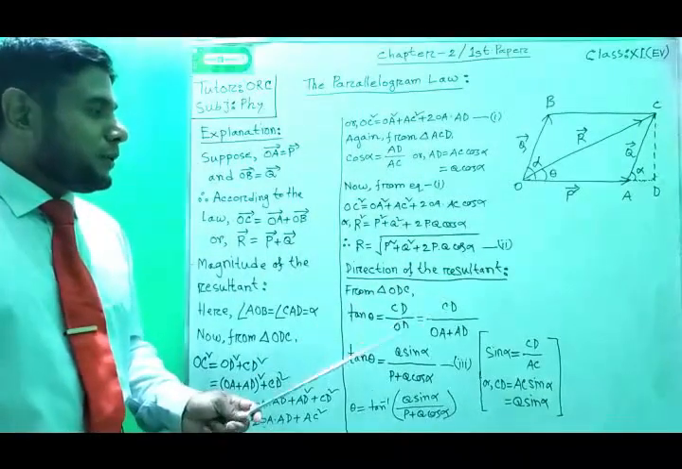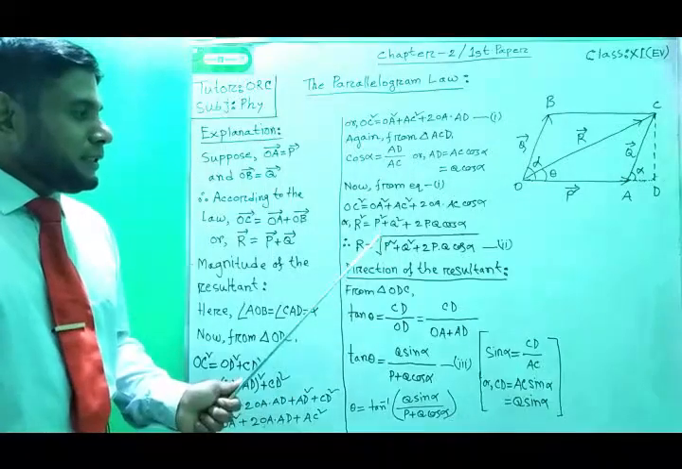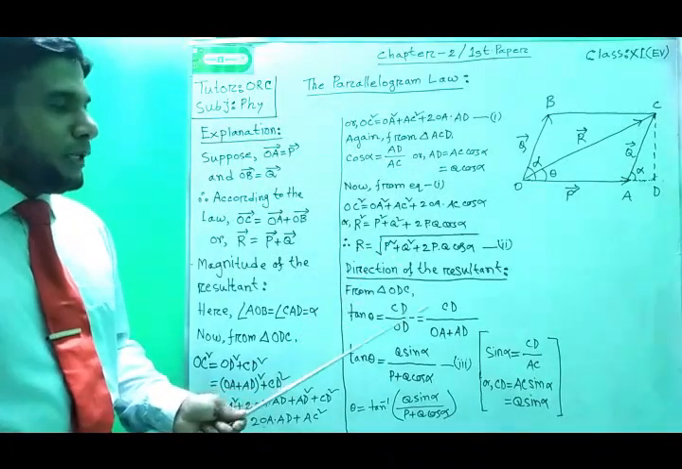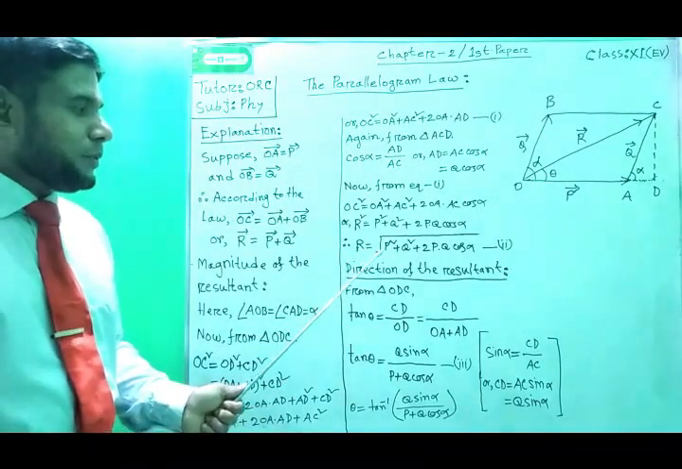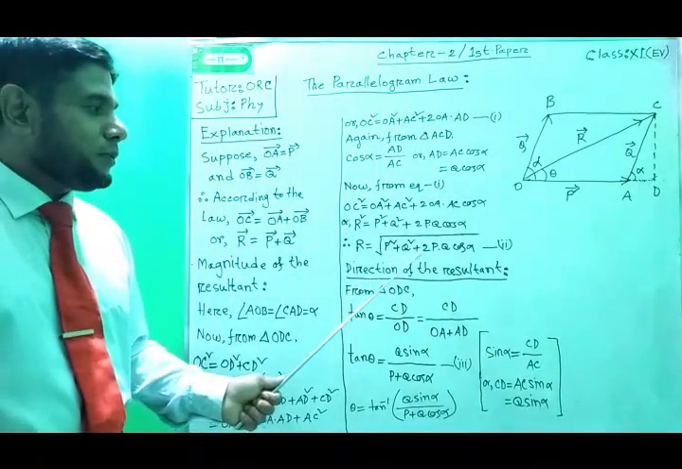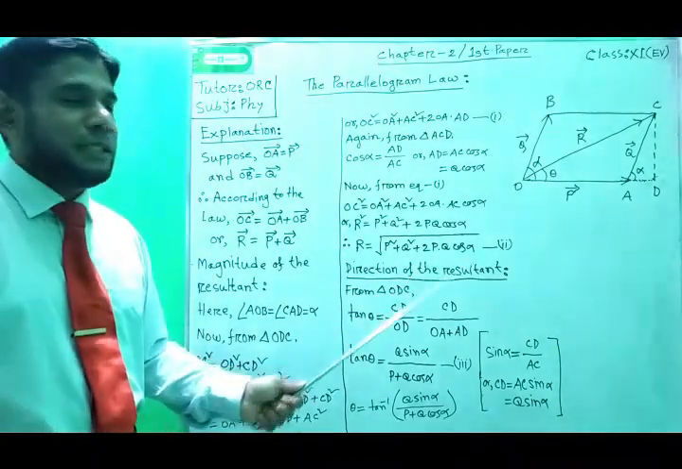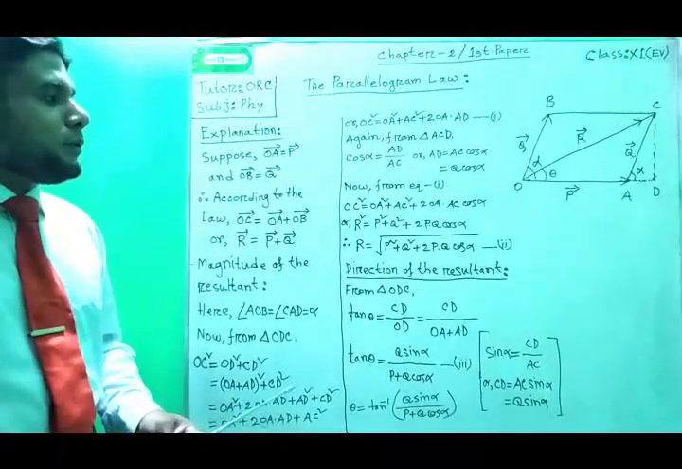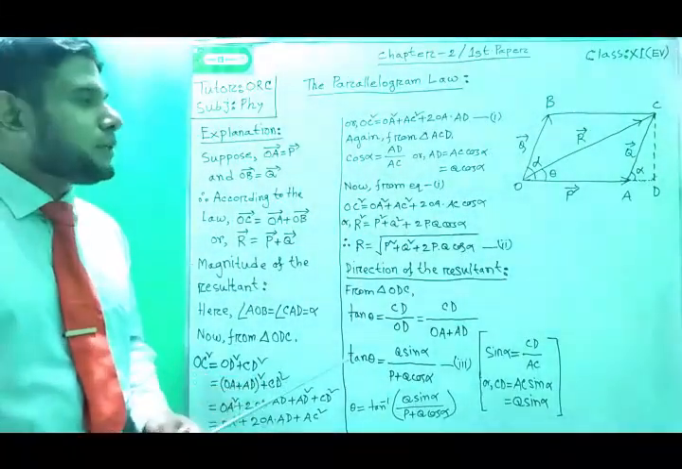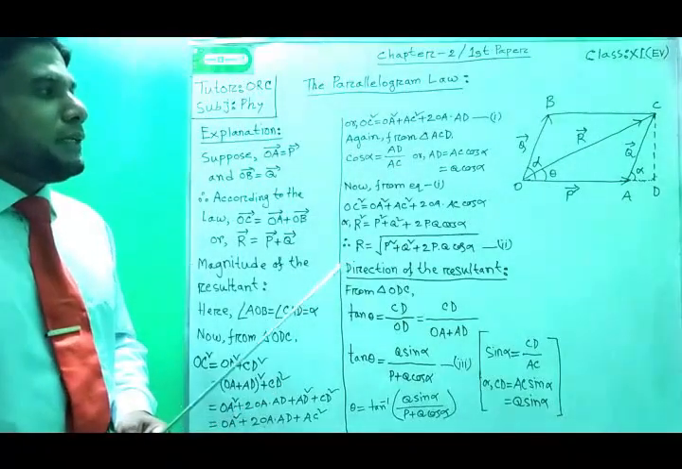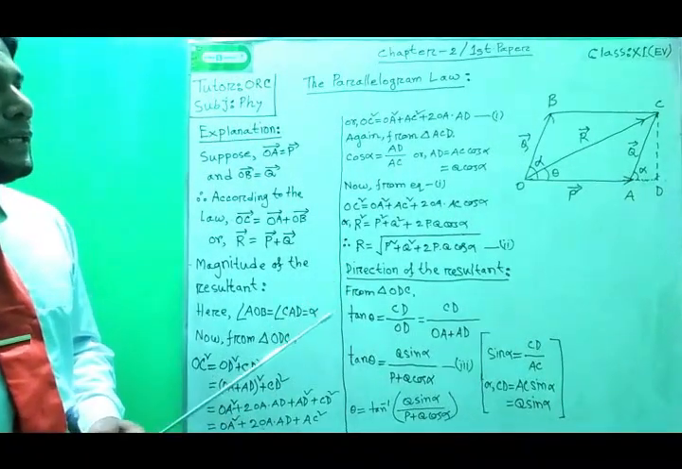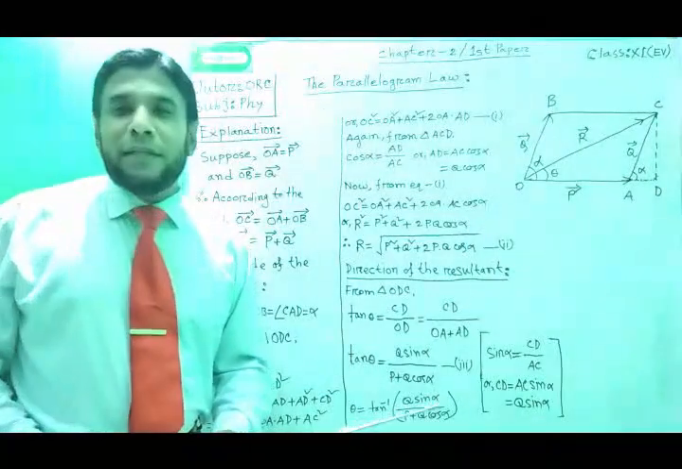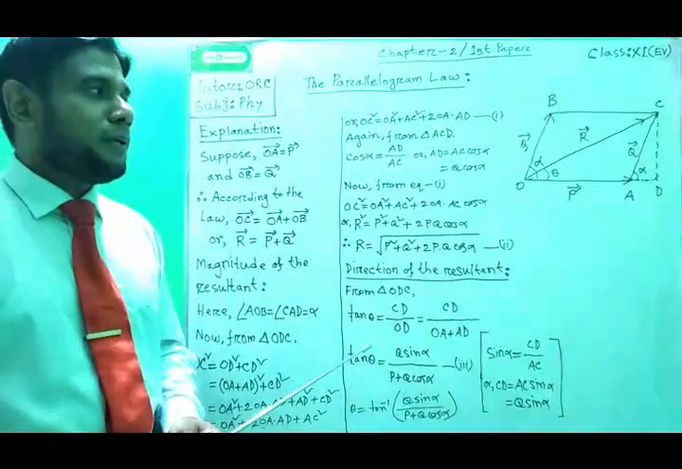According to the parallelogram law, the resultant, finally we have got R equals root over P square plus Q square plus 2PQ cos alpha. This is the resultant. Now, if we want to find the direction of the resultant, again we can apply the parallelogram law.